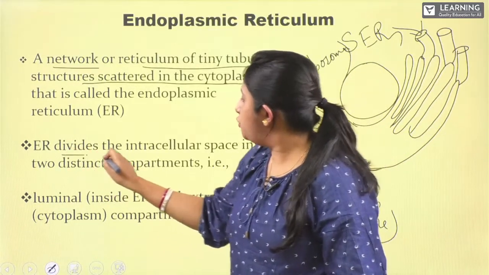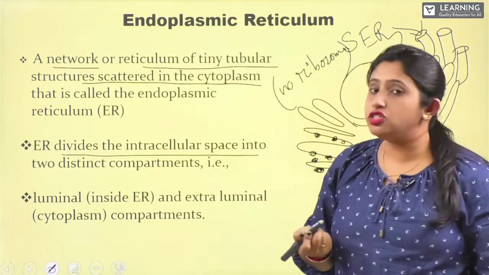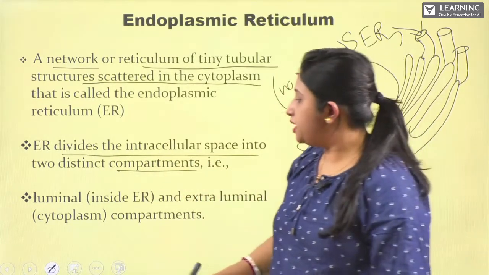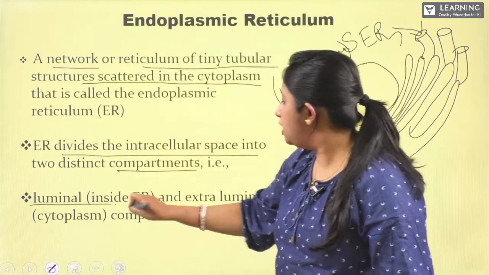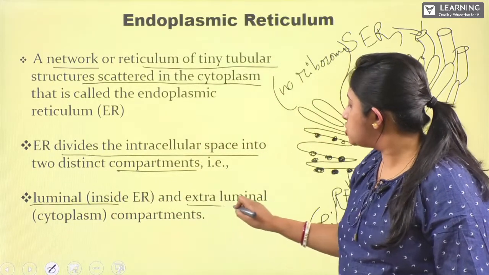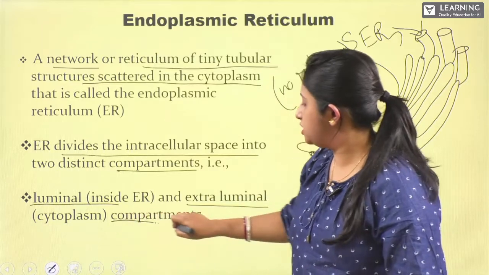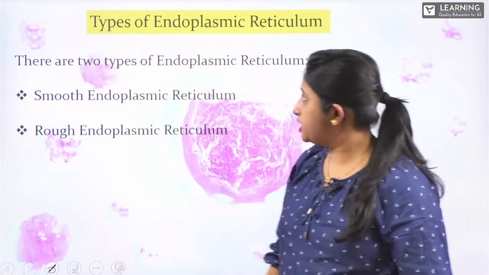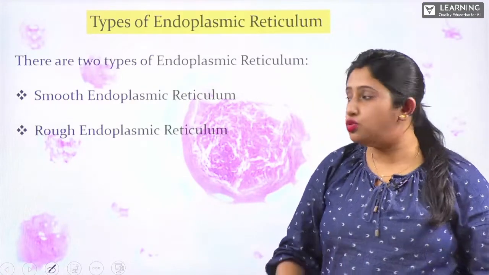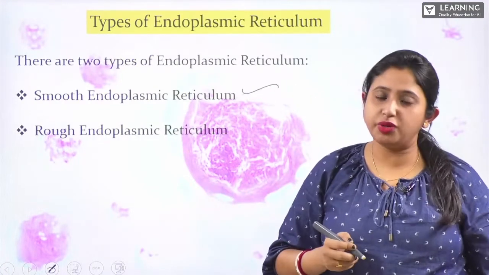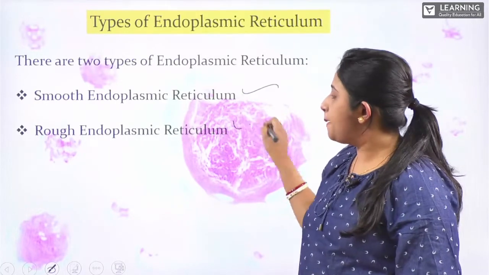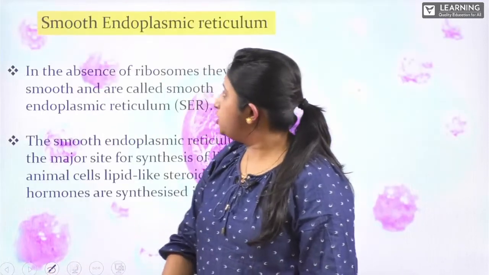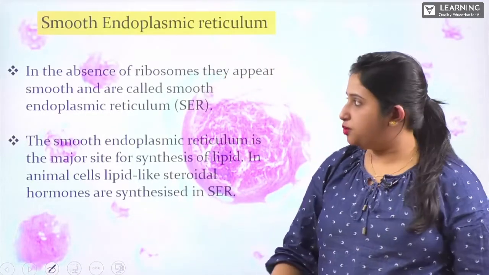The ER divides the intracellular space into two distinct compartments. What are the two distinct compartments? One is the luminal and the other is the extraluminal compartment. As you already know, the two types are smooth endoplasmic reticulum and rough endoplasmic reticulum, right? Next, let us learn about the smooth endoplasmic reticulum.